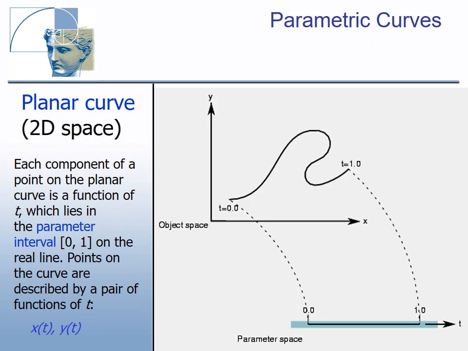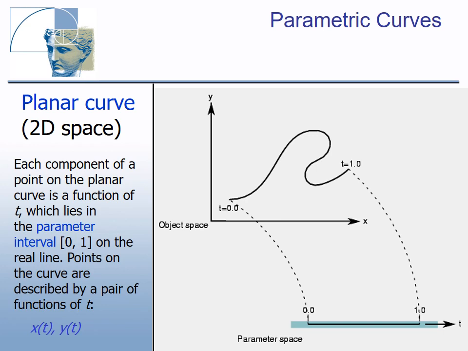A parametric curve on the plane can be thought of as the result of taking a piece of real line, twisting it, stretching it, maybe gluing the ends together and laying it down on the plane. Each component of a point on the planar curve is a function of t, which lies in the parameter interval from 0 to 1 on the real line. Points on the curve are described by a pair of functions of t.